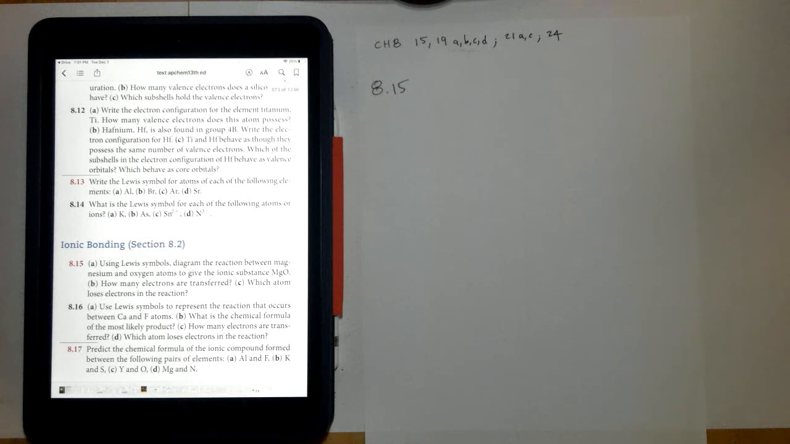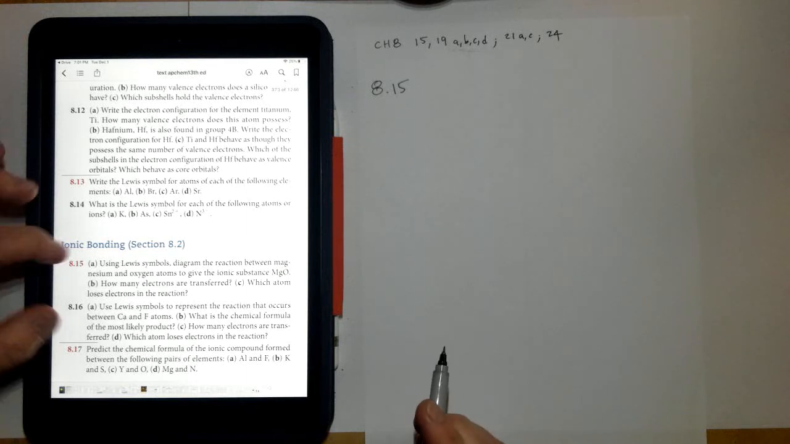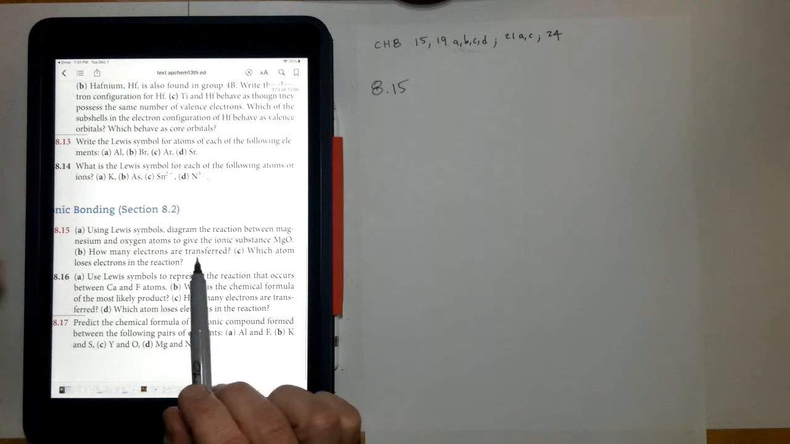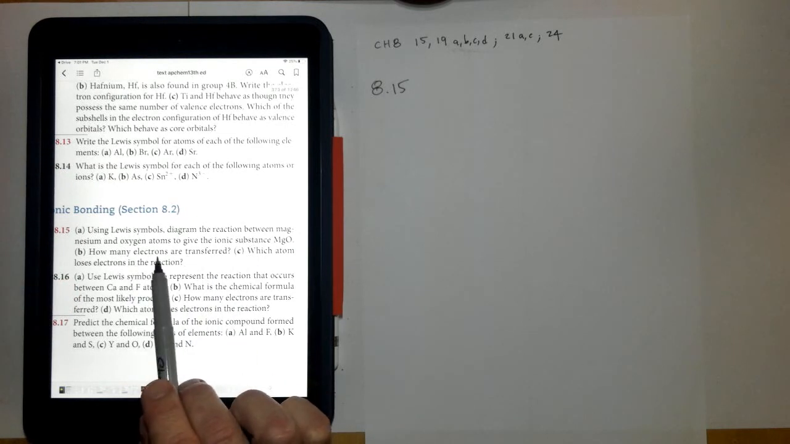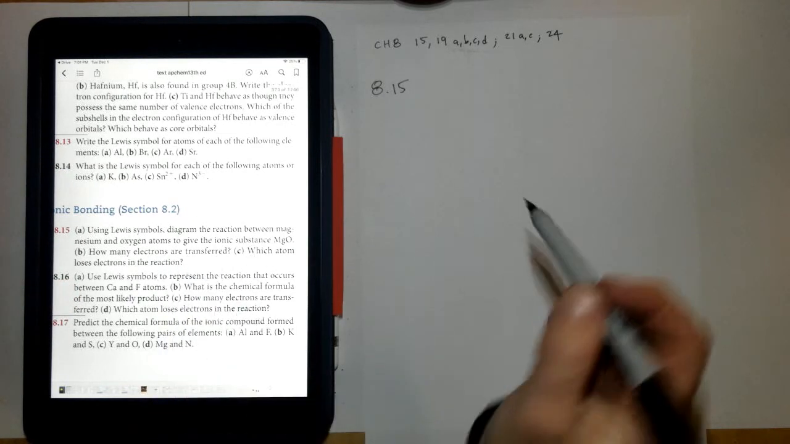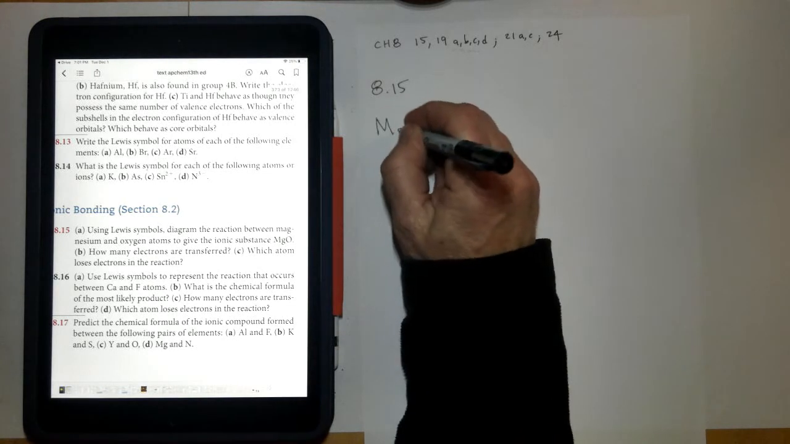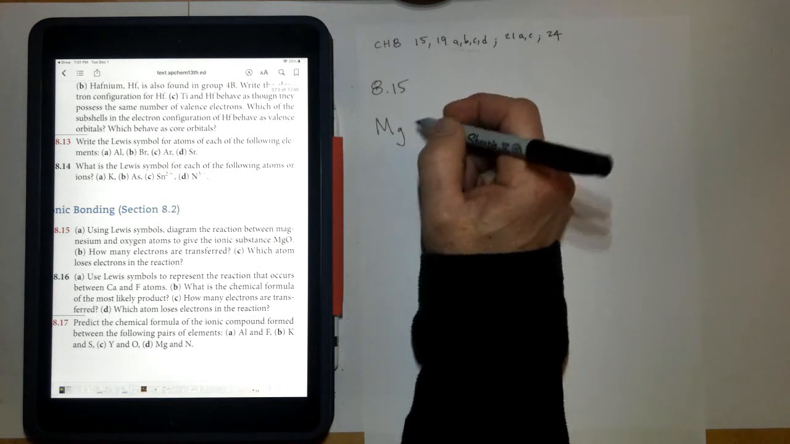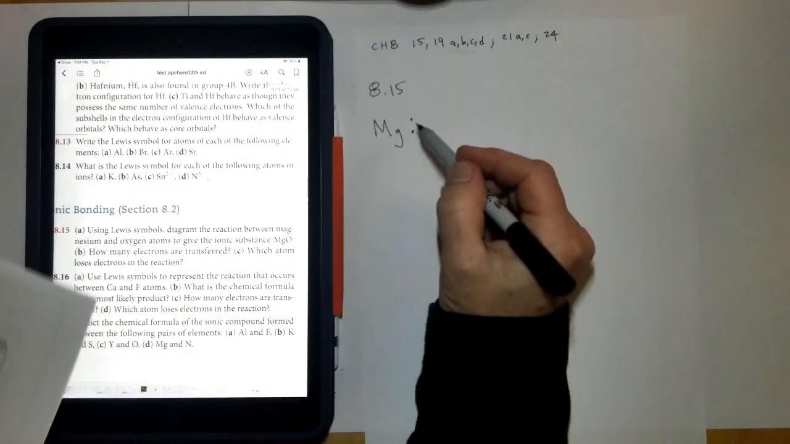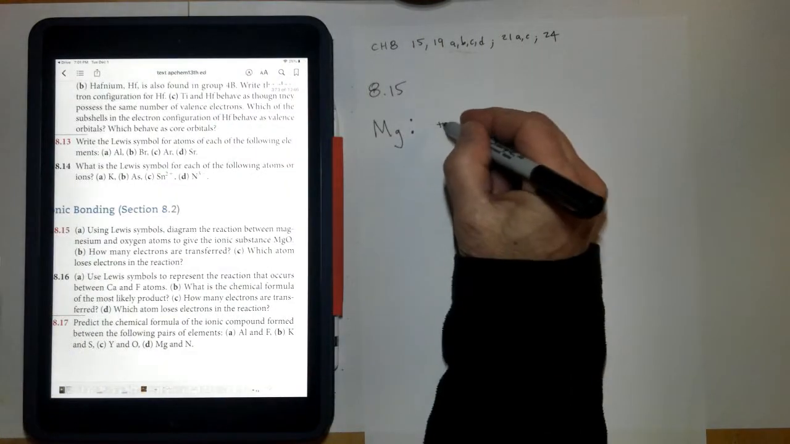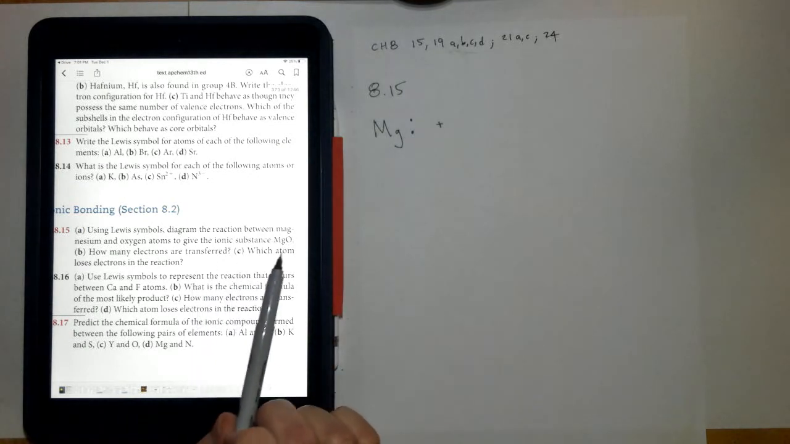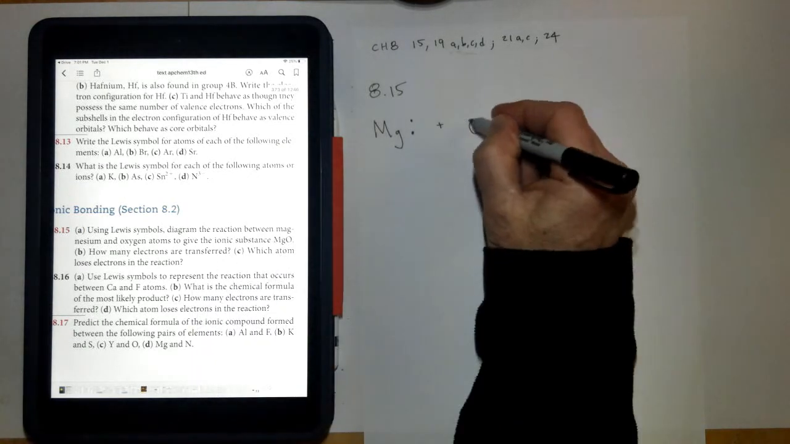This is chapter 8, number 15. Using Lewis symbols, diagram the reaction between magnesium and oxygen atoms to give the ionic substance MgO. So magnesium is in group 2, so it has 2 valence electrons right here, and so we'd put 2 dots on it. And then it's going to react with oxygen, and so we'd put oxygen right here.